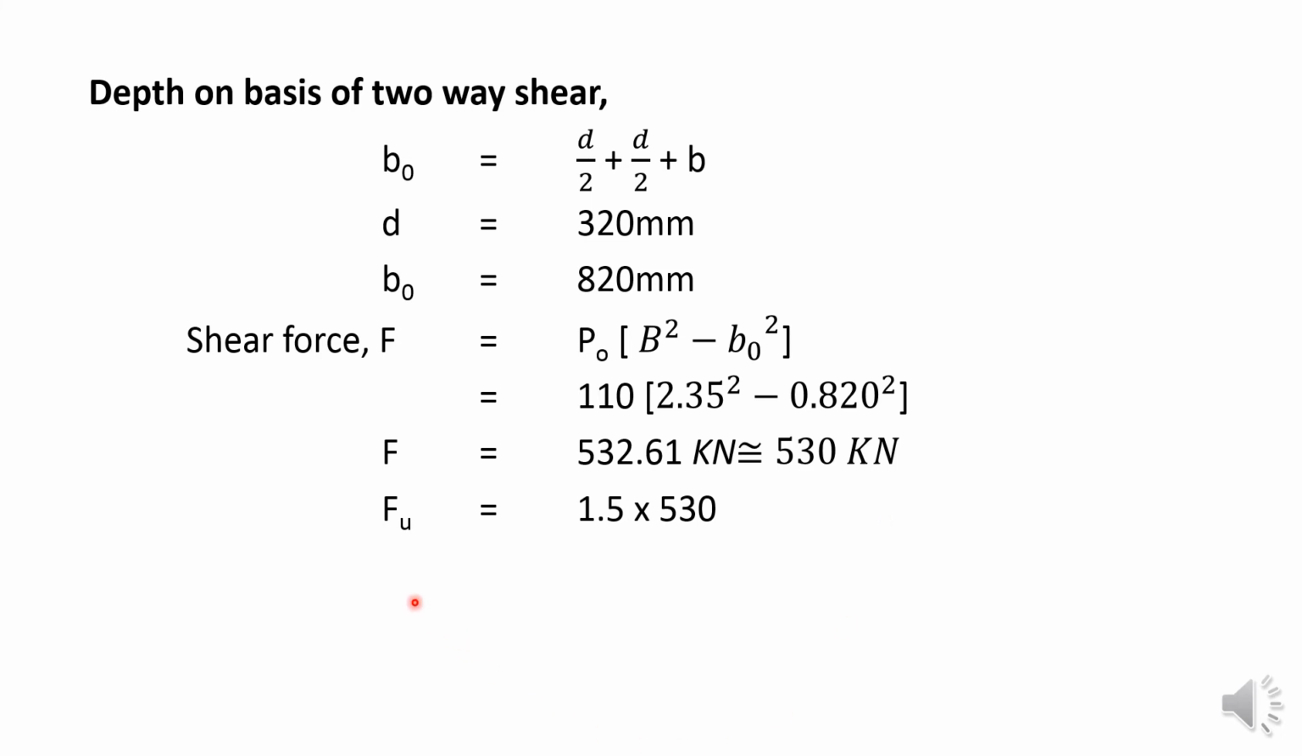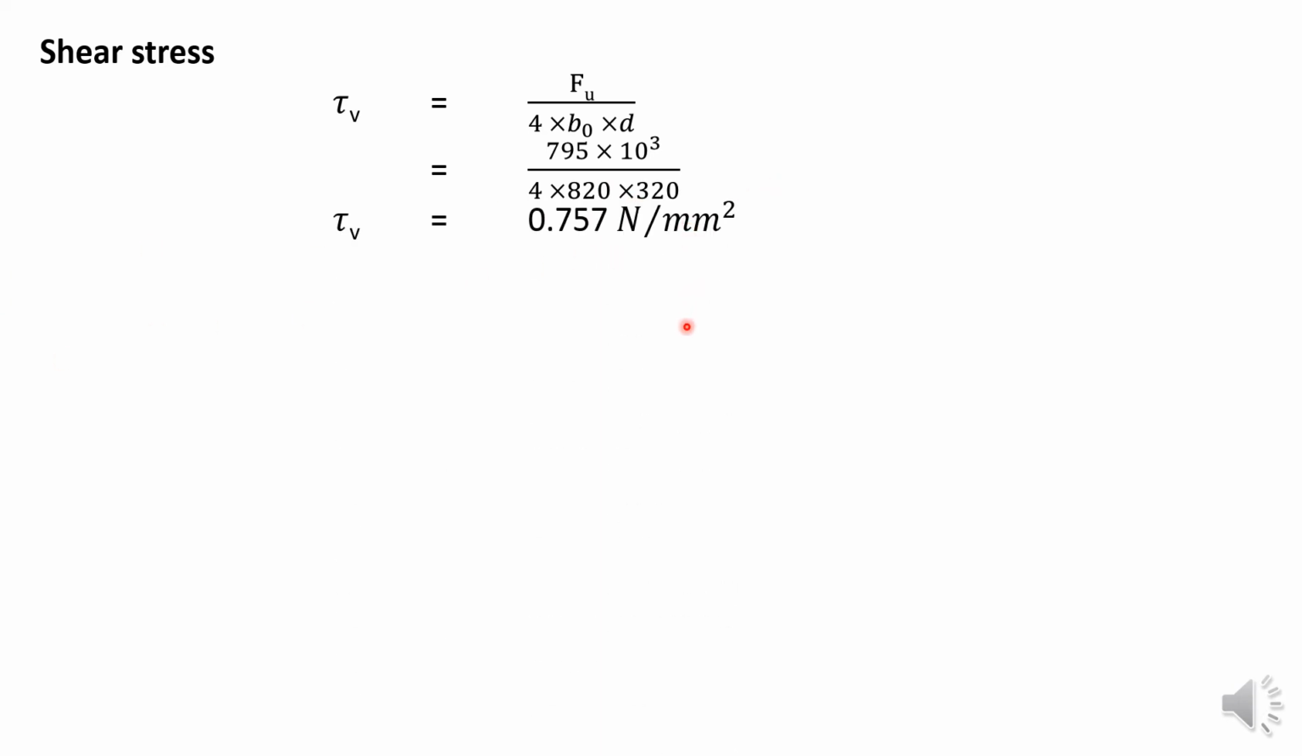So ultimate load shear Fu is equal to 1.5 into 530. So that will be equal to 795 kilonewton. Next we have to find out the shear stress. So the shear stress tau v is equal to Fu by 4 into B into d. So tau v, Fu already found out, 795 into 10 power 3 divided by 4 into 820 by 320. That will be equal to 0.757 Newton per mm square.